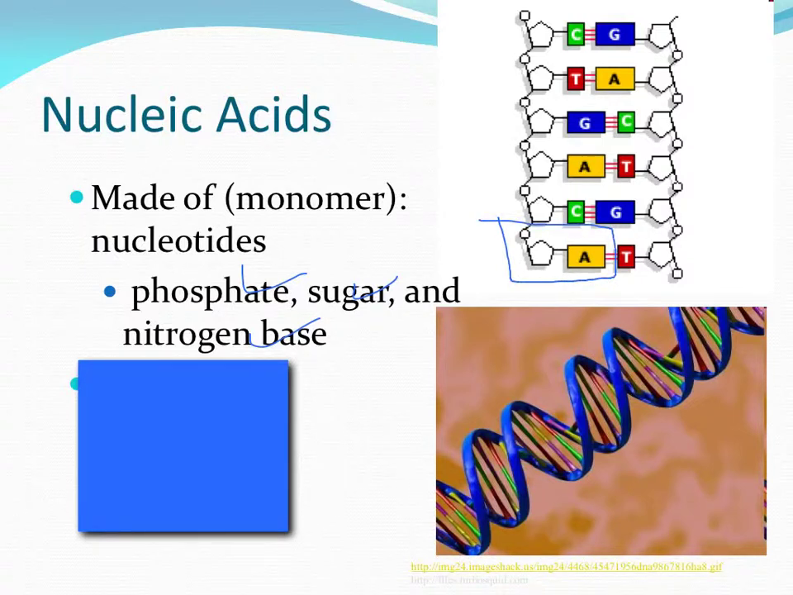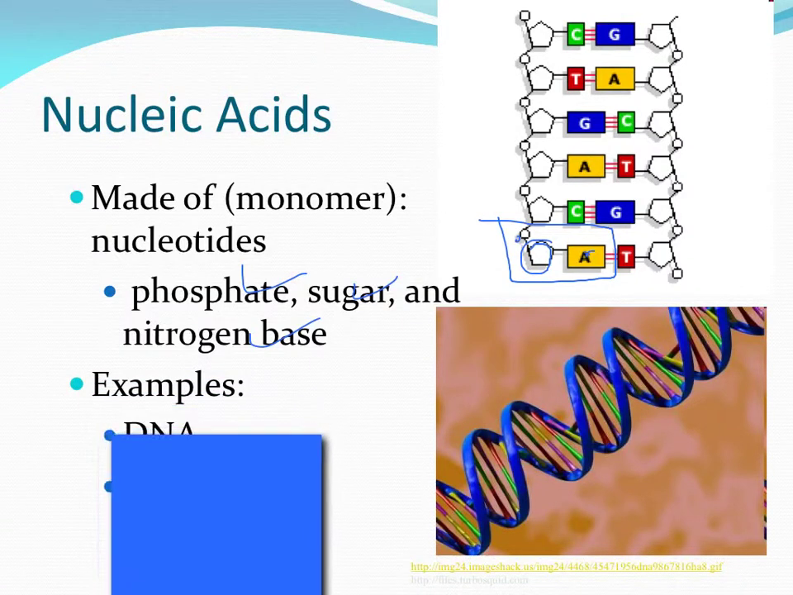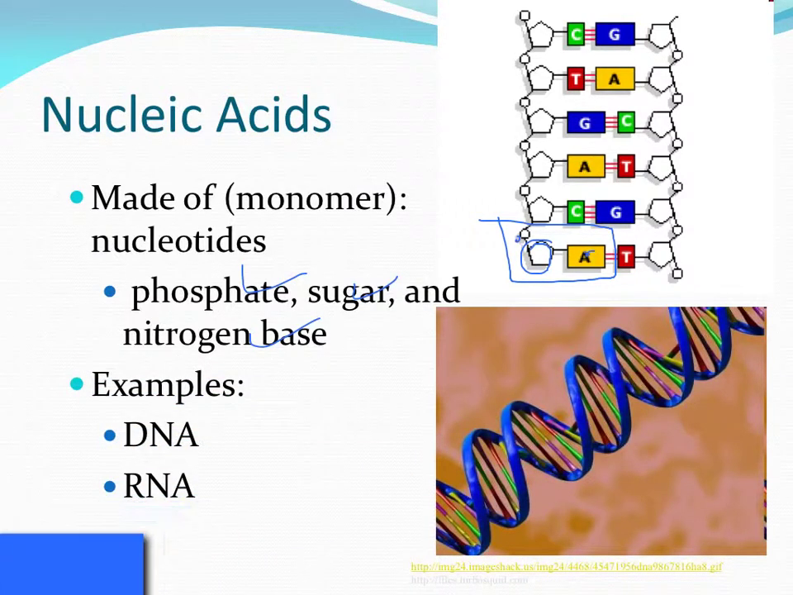Right? You've got your phosphate, which is this little square or circle right there, the sugar, which is this five-sided pentagon there, and then the nitrogen base. So that's what makes up a nucleic acid. And obviously a good example of nucleic acids would be DNA, but there's also RNA, which is like DNA's little cousin that we'll talk about a little bit.